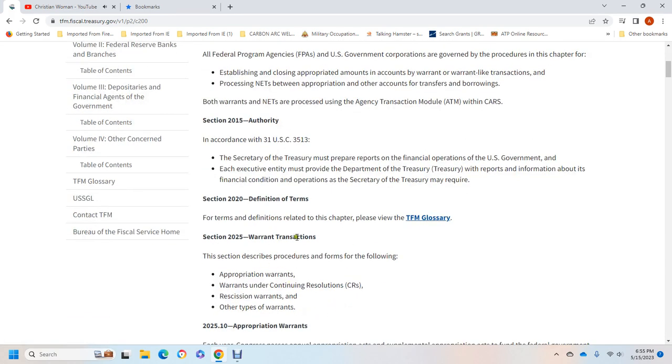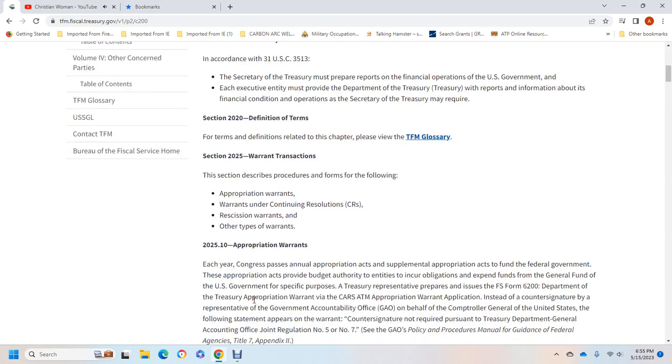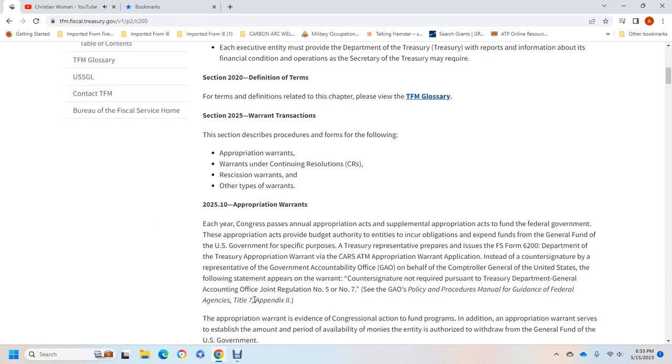Section 2025, warrant transactions, describes the procedures and forms of the following warrants: appropriation warrants, continuing resolution warrants, rescission warrants, and other types of warrants. Appropriation warrants: each year Congress passes annual appropriation acts and supplemental appropriation acts to fund the federal government's operations, providing the budget authority for entities that incur obligations and expenditures of funds from the general fund of the U.S. government.